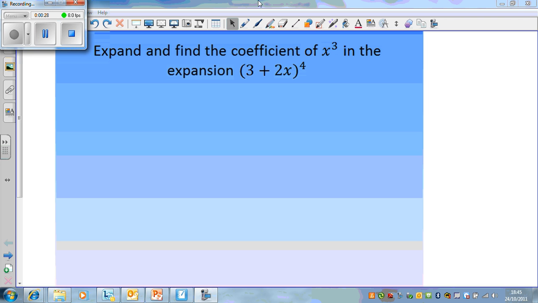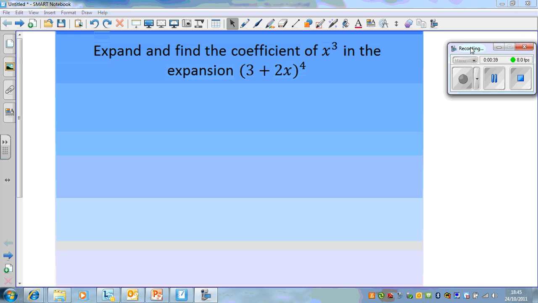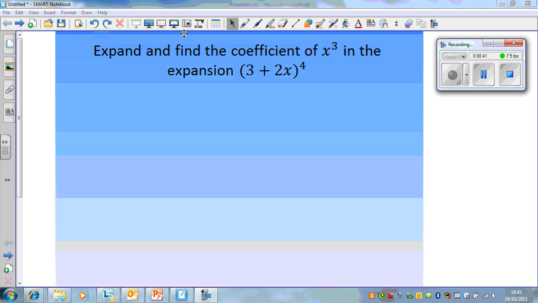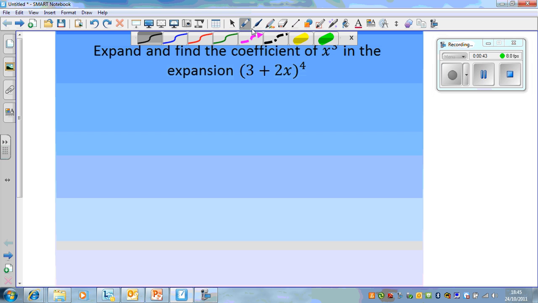Now, I'm going to go over two questions from the work which I've done this week and which are in the assignment. First question, really typical Section A question. It says expand and find the coefficient of x cubed in the expansion of (3 plus 2x) to the power of 4. Now, (3 plus 2x) to the power of 4 is 4 brackets multiplied together.